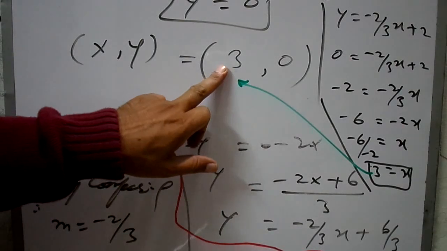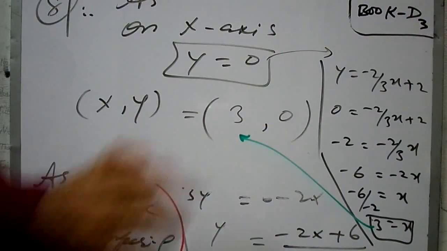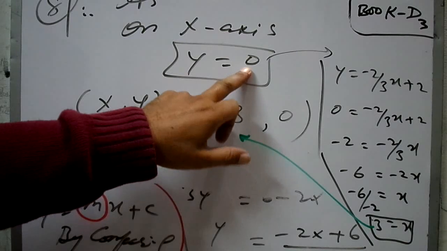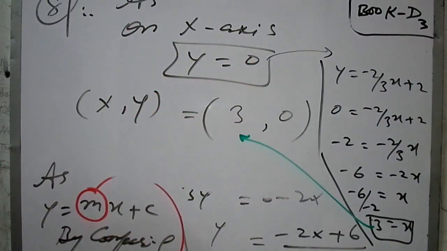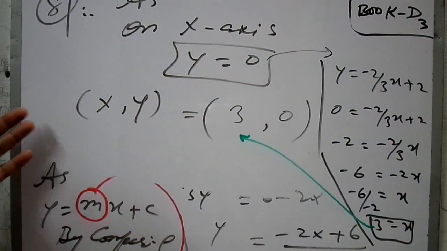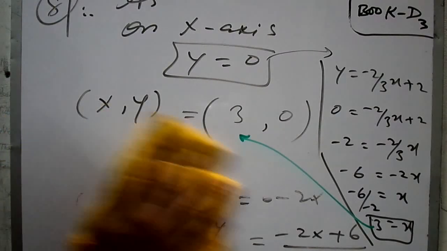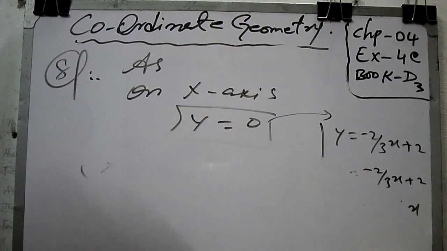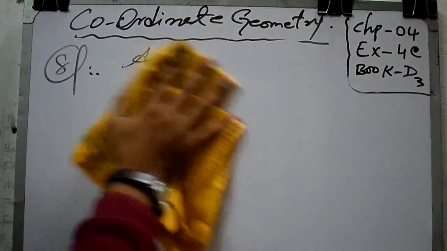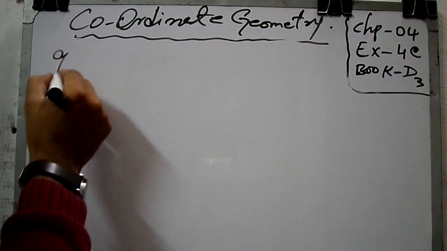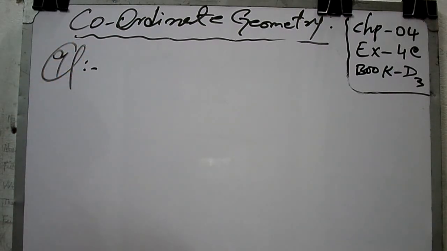So the value of x is 3 and the value of y is 0. Y is 0 when the line cuts the x-axis, if you read the statement in your given question, so that's why. So I hope that the ambiguity is clear to you. So now coming to question number 9. Question number 9. Read the statement.